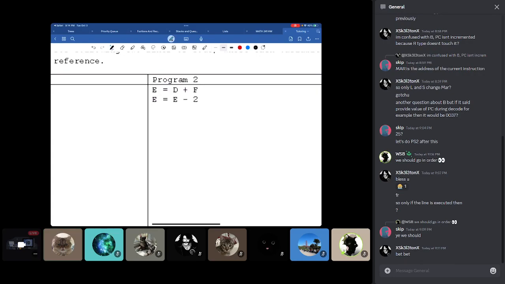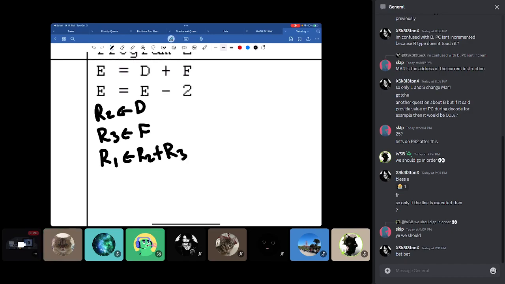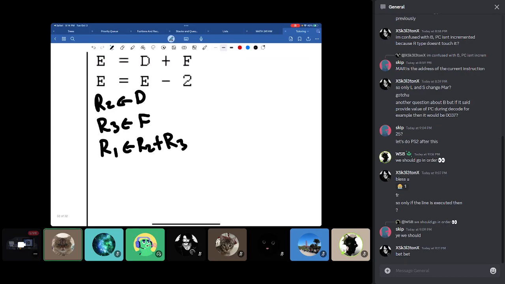Alright. Here, we're doing the same thing. R2, putting D. R3, putting F. R1, we're putting R2 plus R3. And then we have to set E to R1, right? And that finishes this line.